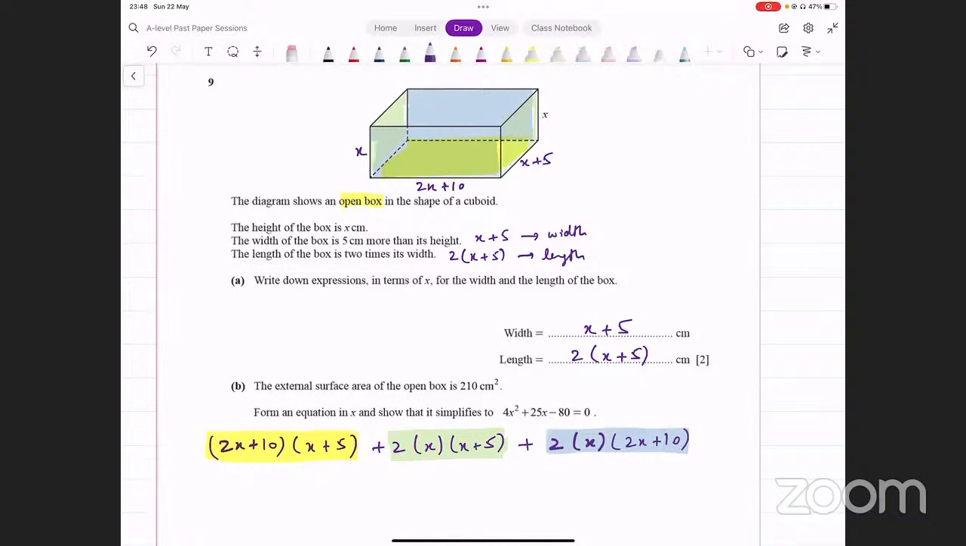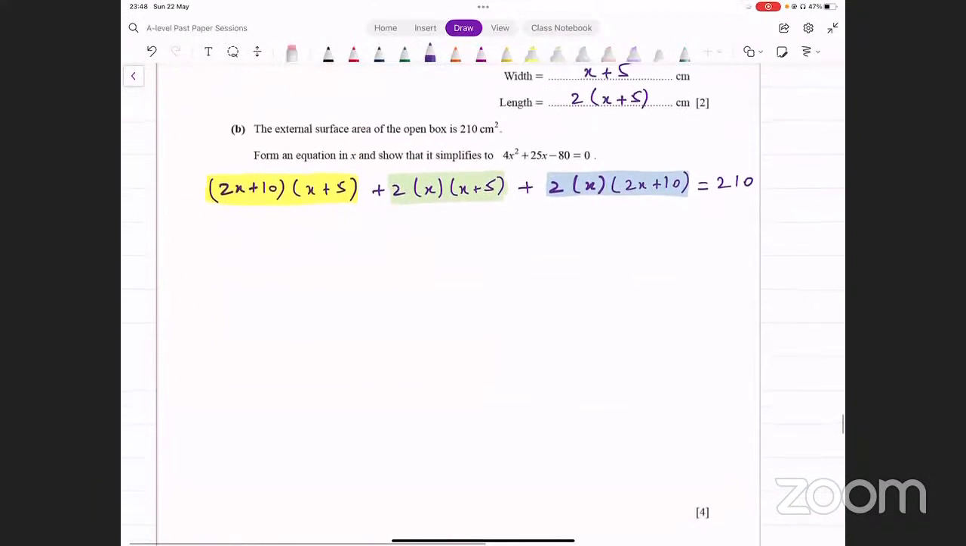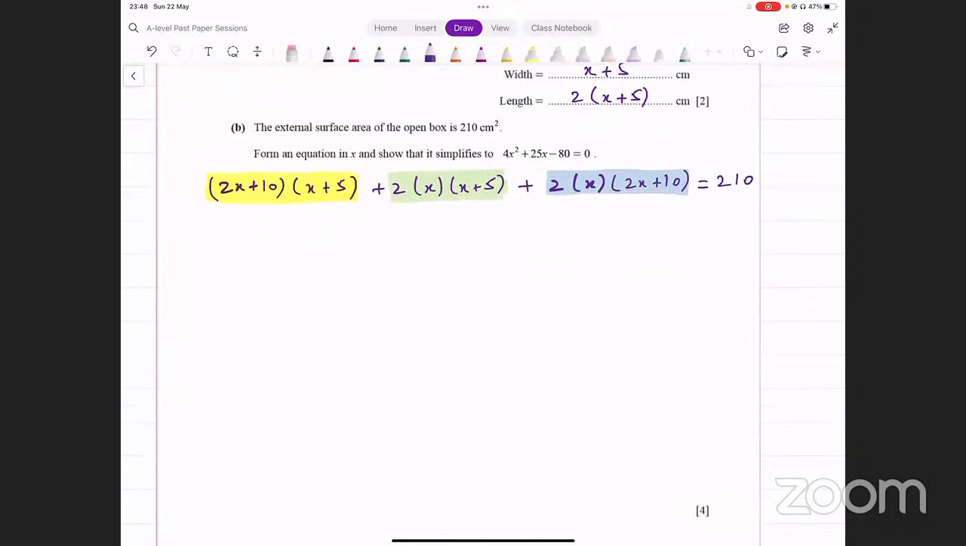व्हाट शुड ऑल ऑफ दिस ऐड अप टू? इट शुड ऐड अप टू 210. ये उसने बताया हुआ है. टोटल एक्सटर्नल सरफेस एरिया इज 210. उसको उससे इक्वेट कर दें. ठीक है, लेट्स इवैल्यूएट दिस नाउ. ये पूरा इवैल्यूएट कर लें, सिंप्लीफाई कर लें.